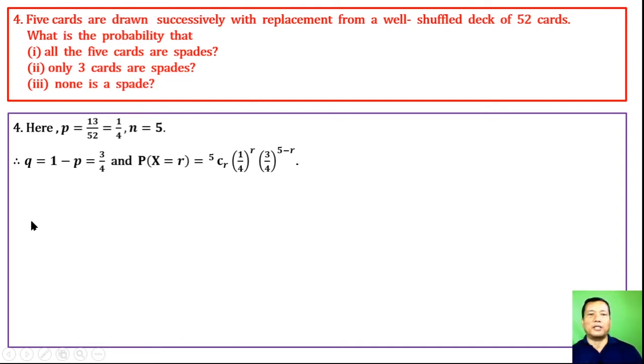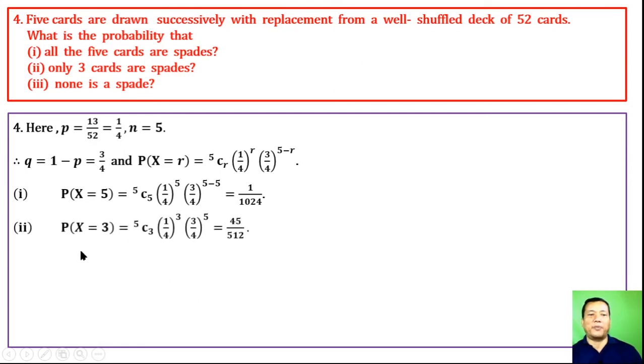All the 5 cards are spades, therefore r equal to 5. We get this, and simplifying, 1 by 1024. And only 3 cards are spades, giving r equal to 3. We get this, simplifying, we get 45 by 512. And none is a spade, giving r equal to 0. Simplifying, we get the required probabilities.